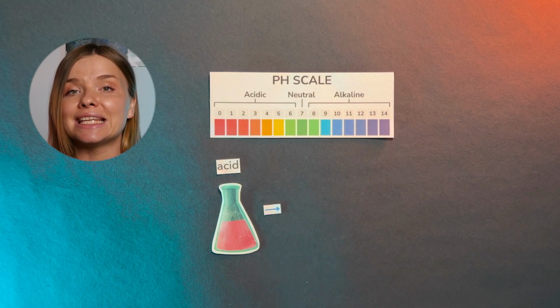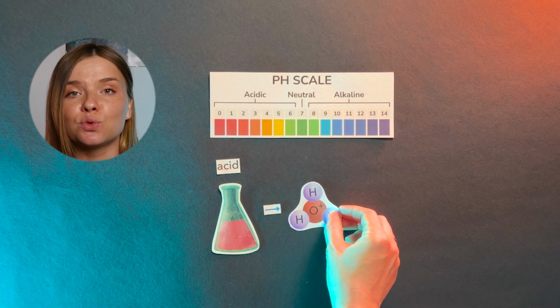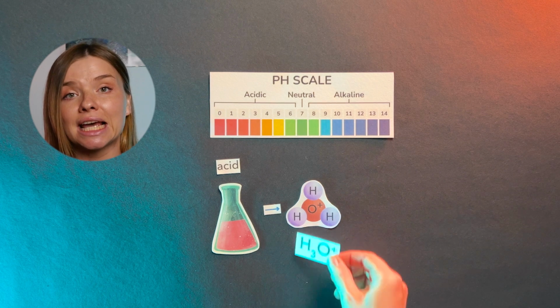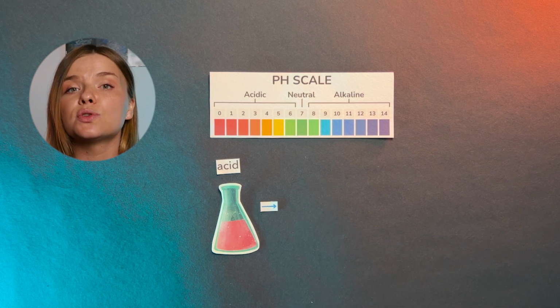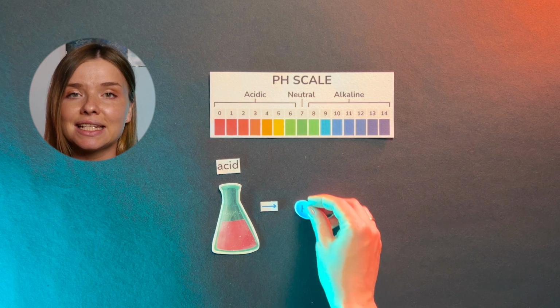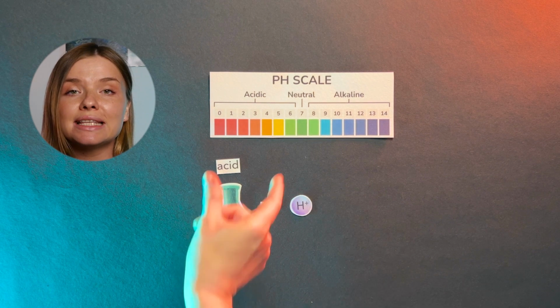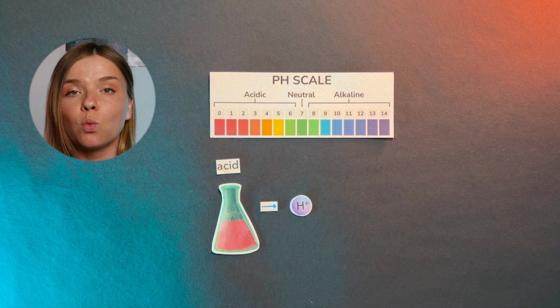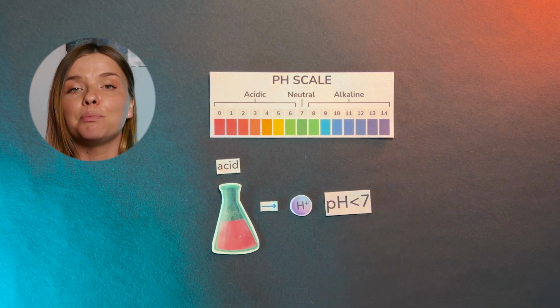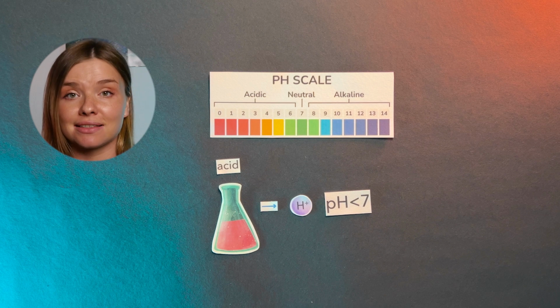Simply put, an acid is a substance that produces hydronium ions in a water solution. Or to simplify further, an acid is a donor of protons. Because acids release the H+ ions in a water solution, their pH is less than 7.